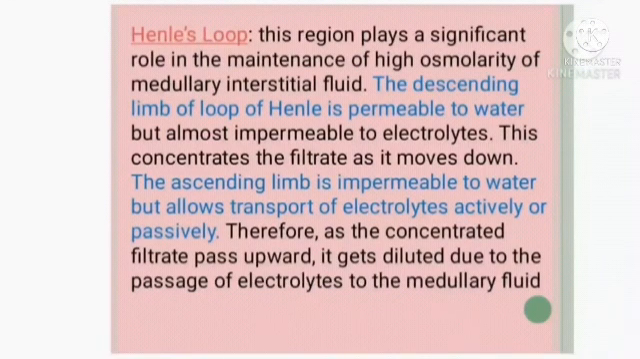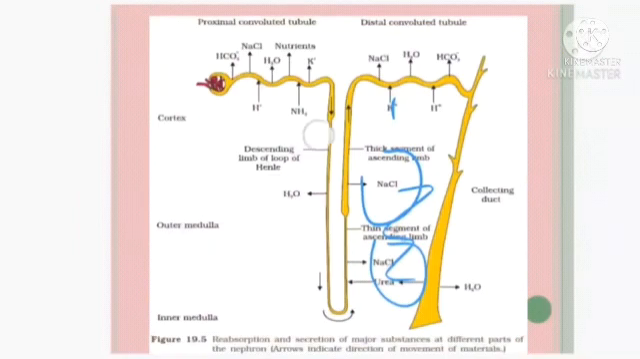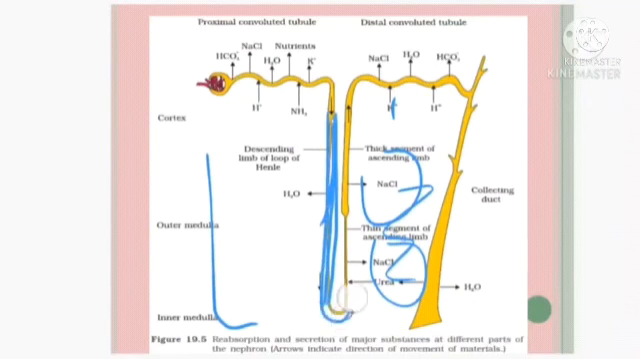Henle's loop, if you see, this region plays a significant role in maintaining the high osmolarity of the medullary interstitial fluid. The descending limb of Henle's loop is permeable to water but almost impermeable to electrolytes, to the salts, to the ions. So when the filtrate is moving through the membrane of Henle's loop, this is the descending limb, this is the ascending limb.